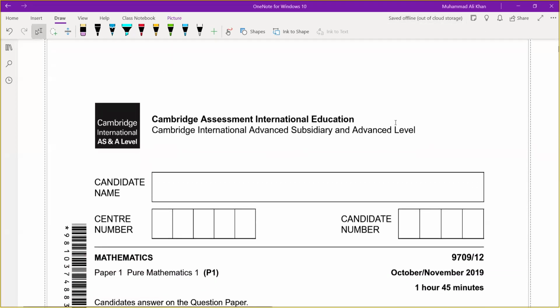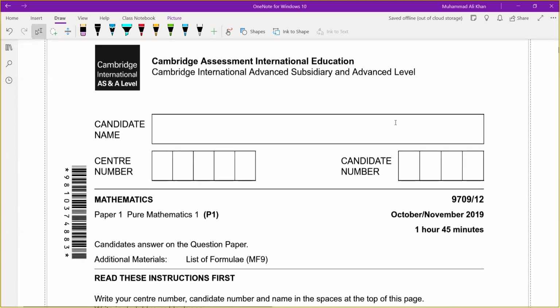Today we are starting paper 970912 October November 2019, and the starting time is 11. Let's see what will be the ending time.